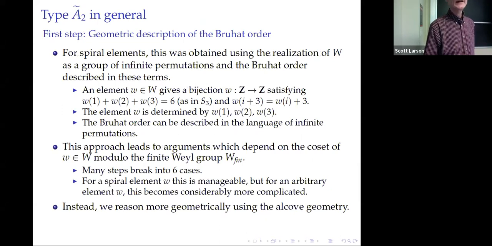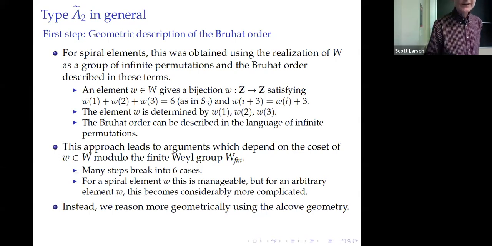So how would we deal with type A2 tilde in general? I will say that this is very satisfying in a way, but on the other hand, the spiral elements are a very restricted family of elements of the Weil group, and we would like to understand all the elements of the Weil group. So how can we do this? The first step, we would need a geometric description of Bruhat order.